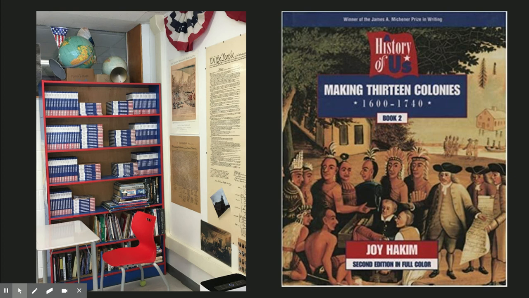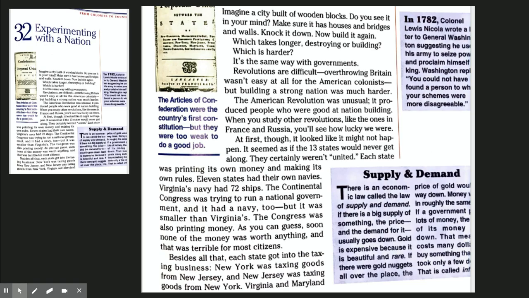You may have seen them in the back corner of my room back here. There's a whole series of them, one for each unit, basically. This one is book 2, Making 13 Colonies by Joy Hakim. Now, this has won all kinds of awards, and they're okay. They do some really good things and some that I'm not so great at.